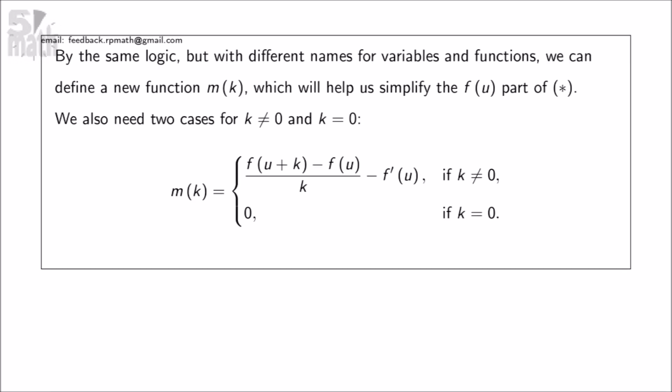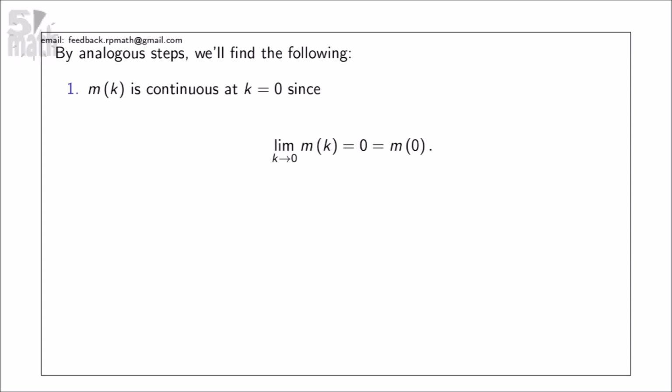By the same logic, but with different names for variables and functions, we can define a new function m of k, which will help us simplify the f of u part of star. We also need two cases for k not equal to 0 and k equals 0. By analogous steps, we'll find the following.